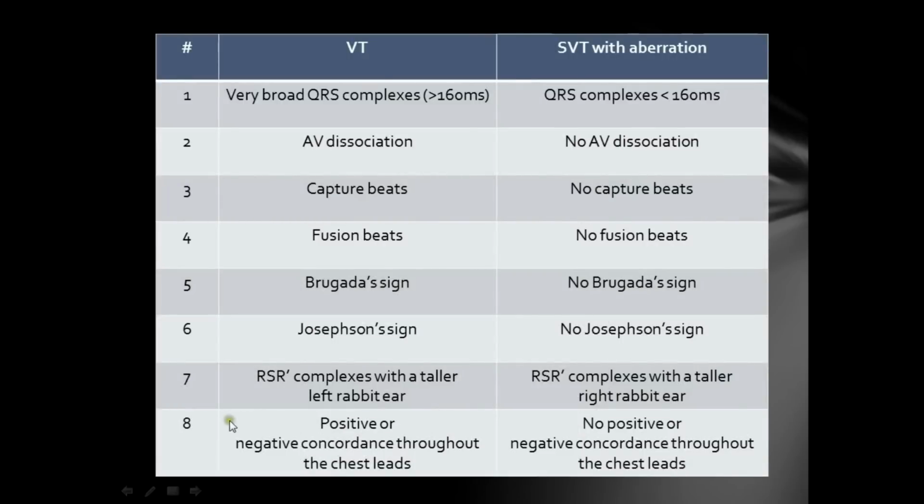And now coming to the eighth difference between ventricular tachycardia and SVT with aberrancy, which is the following. You have complete positive or negative concordance throughout the chest leads, which are V1 to V6. In other words, you either have a positive concordance consisting of only R waves throughout V1 to V6 without Q or S waves, or you have a negative concordance consisting of Q and or S waves throughout V1 to V6 without R waves.